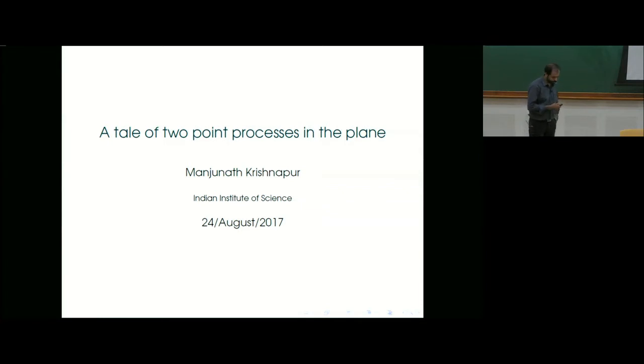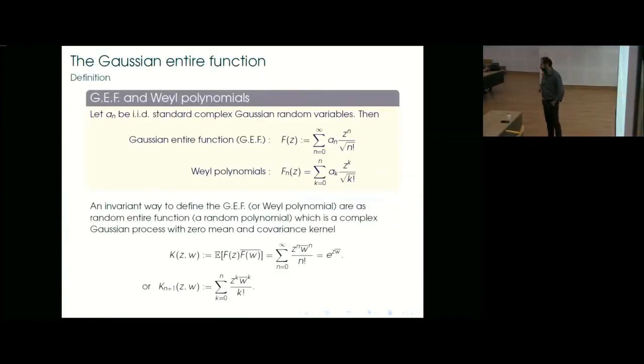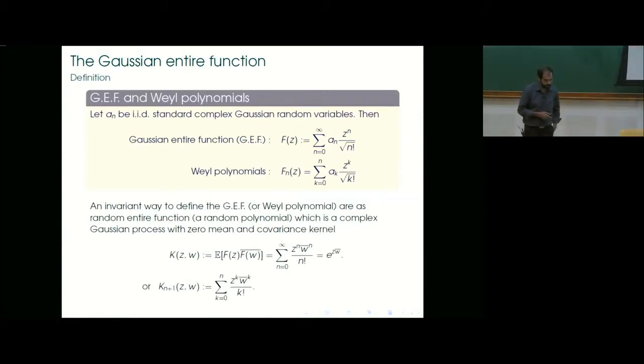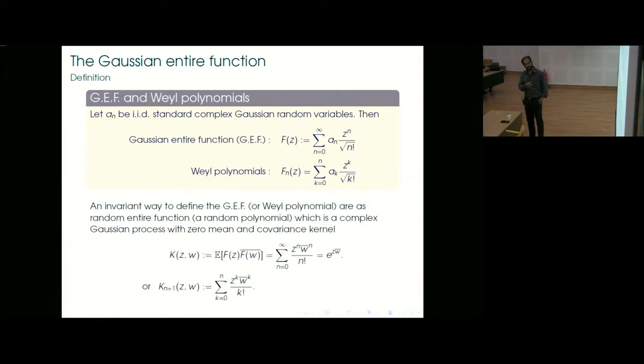So let me start by introducing the two point processes, what they are. The first one is the zeros of a random entire function. This is what is called a Gaussian entire function, GEF. Of course, there are many Gaussian entire functions, but I mean this particular one. It is got like this.